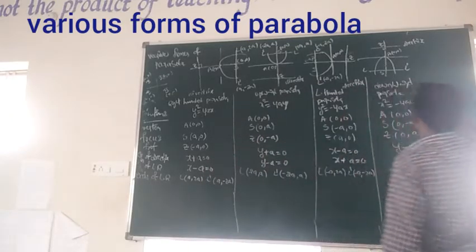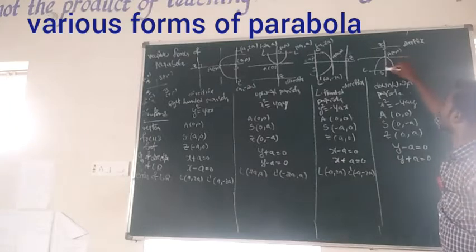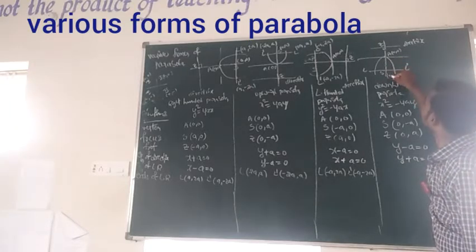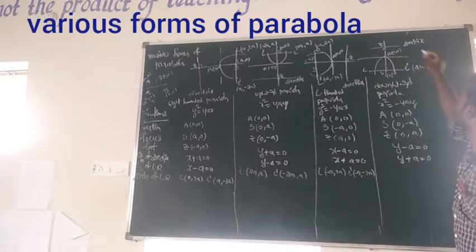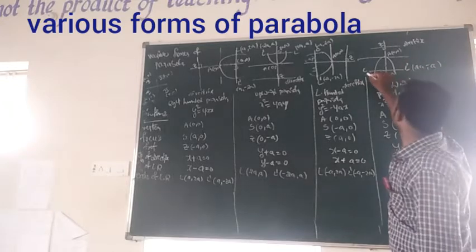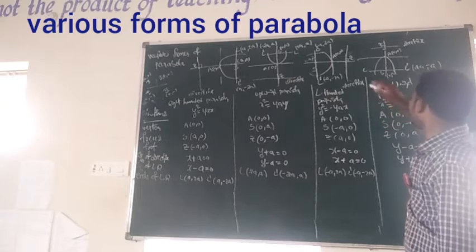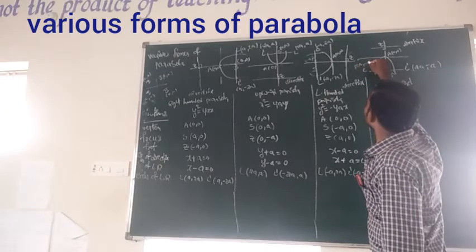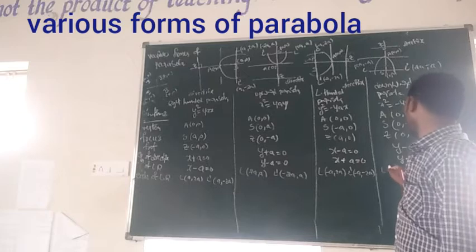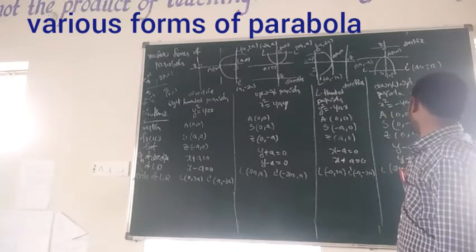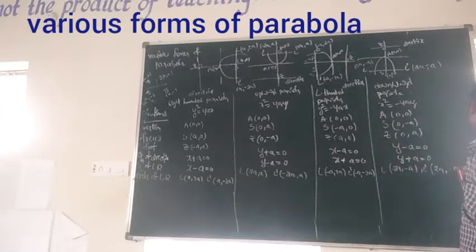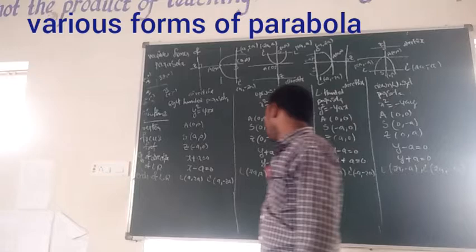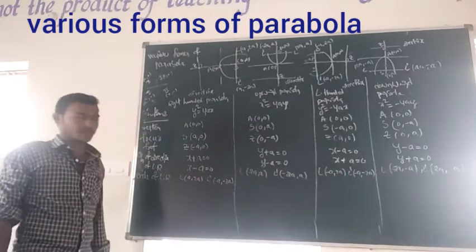In the last one, the focus is 0 comma minus a. Now here 2a comma a. In the fourth coordinate the y sign is negative, and in the third coordinate the value is minus 2a comma minus a. So L is (minus 2a, minus a) and L dash is (2a, minus a). These are the ends of the latus rectum.